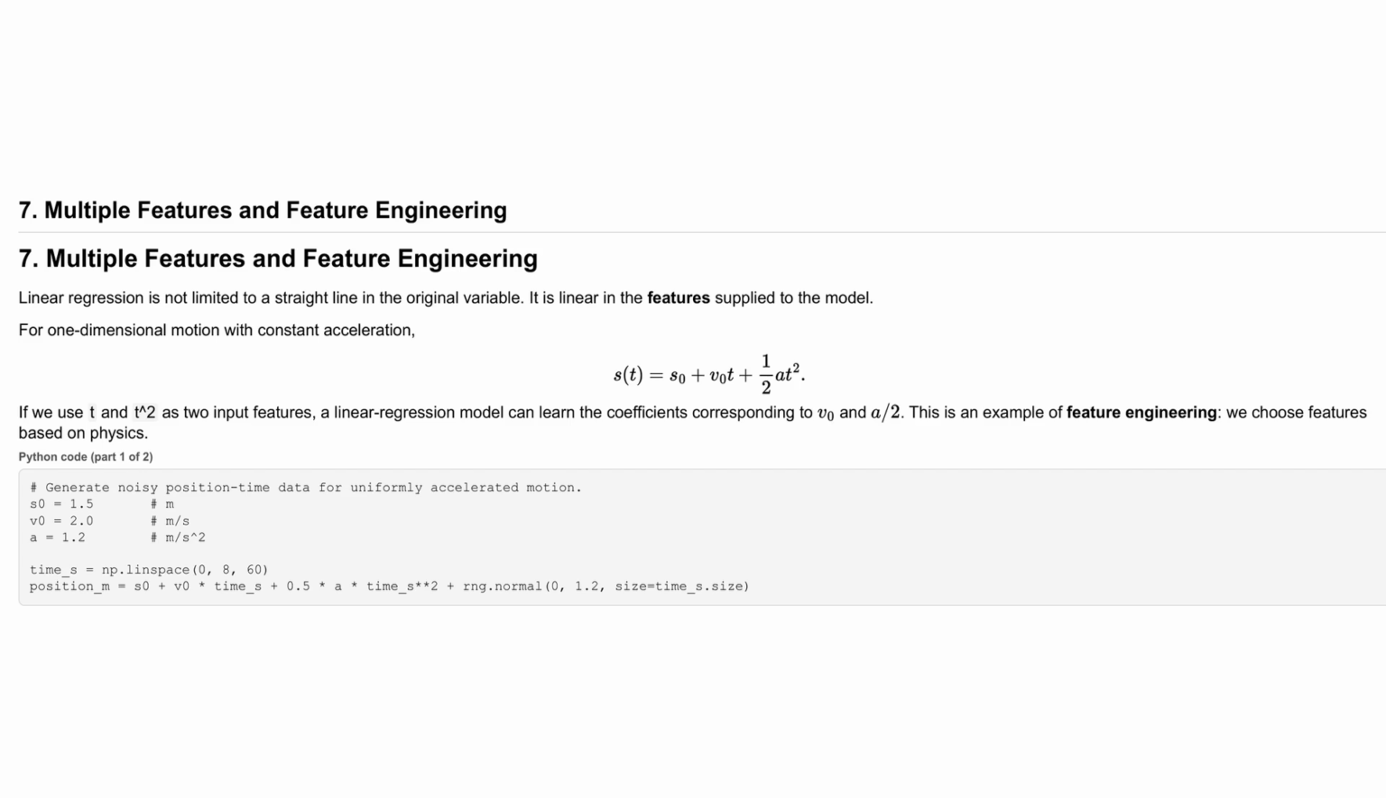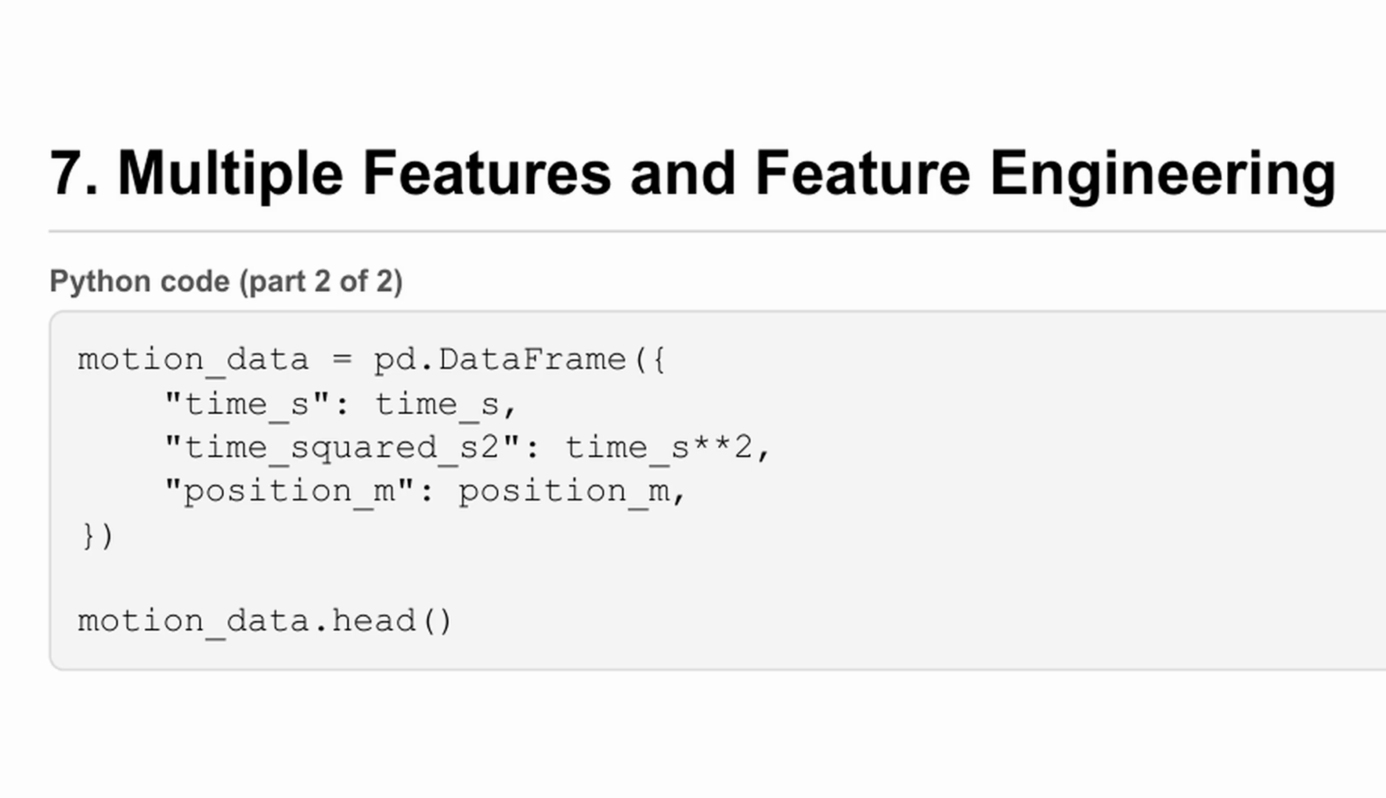Linear regression can handle curves if we engineer our features correctly. Consider uniformly accelerated motion. The position depends on time and time squared. We can supply both time and time squared as separate features to let the linear model learn initial velocity and acceleration. We create a new data frame for this motion data. Notice how we explicitly calculate time squared and store it as a second feature column. This is a simple but powerful example of physics-informed feature engineering.